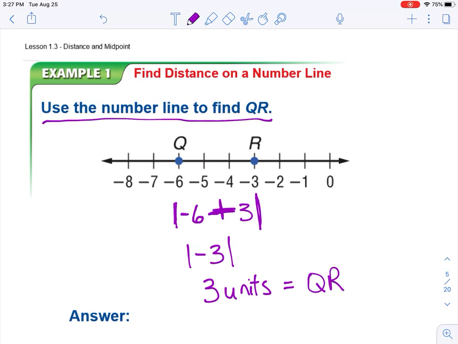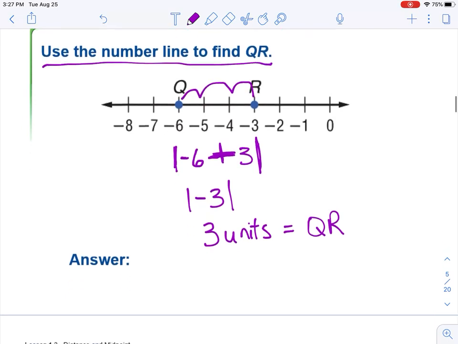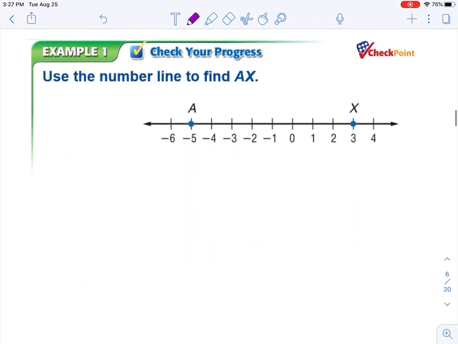And on these ones, it's easy enough just to check: 1, 2, 3. It is 3 units away. Okay? We'll try another one.